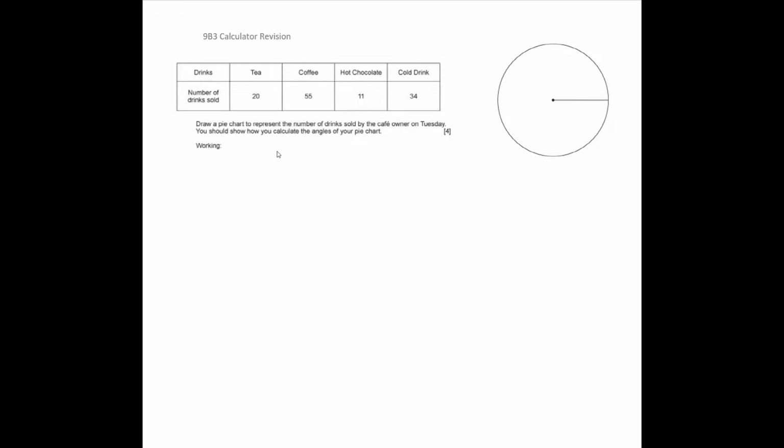In this video, we're going to go through some revision for Monday's test. So in this first question, we are asked to draw a pie chart to represent the number of drinks sold by a cafe owner. The method that we're going to use is to work out the multiplier, which basically tells us how many degrees each drink is worth. So I'm just going to rub out the information there so I can draw.